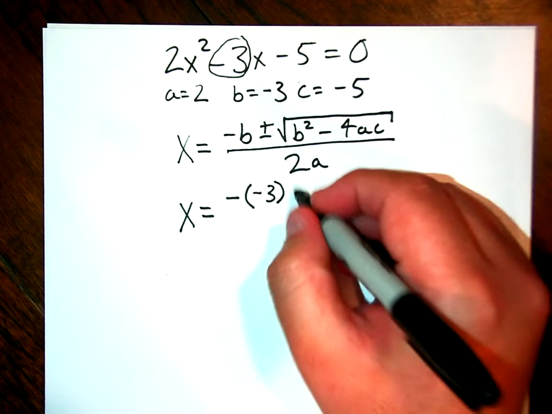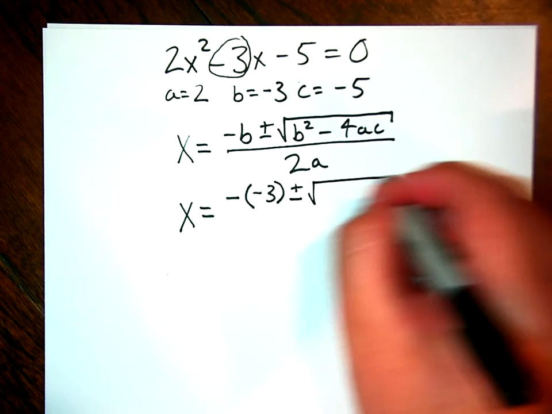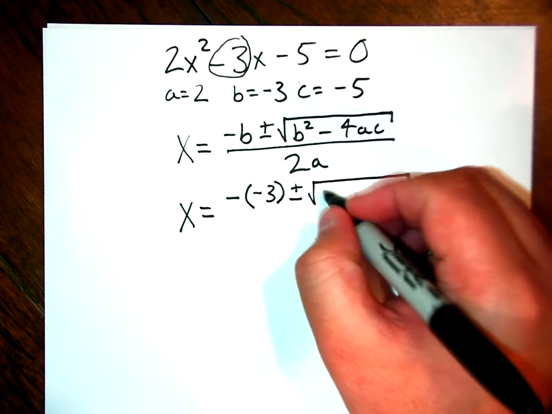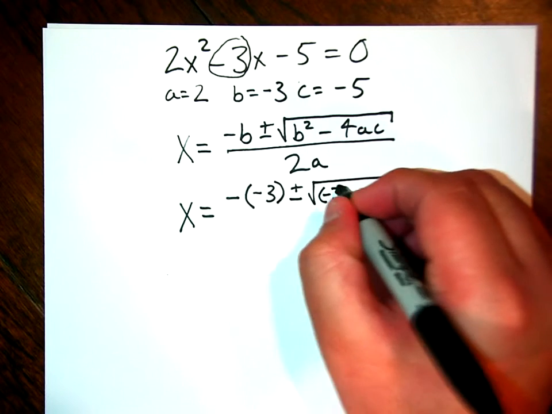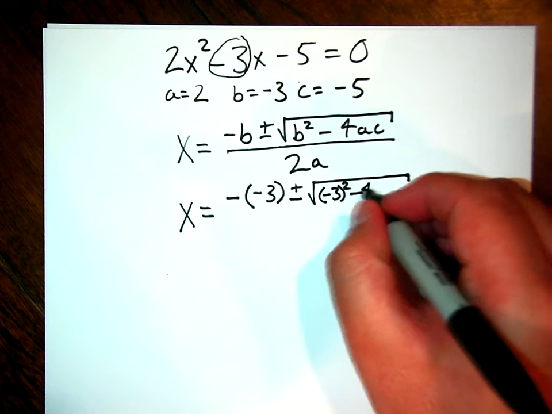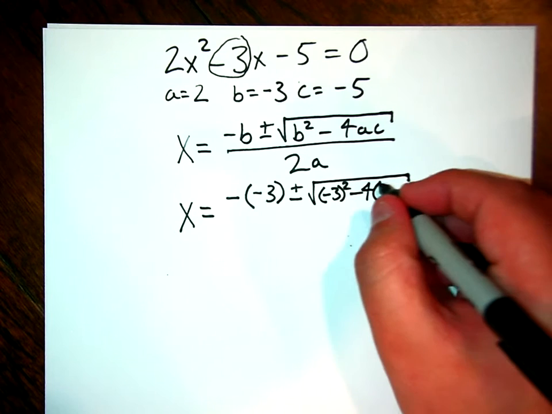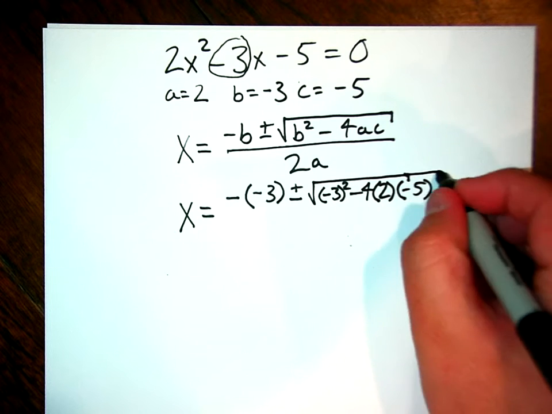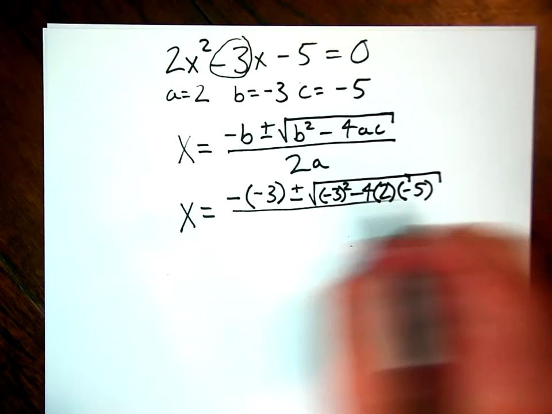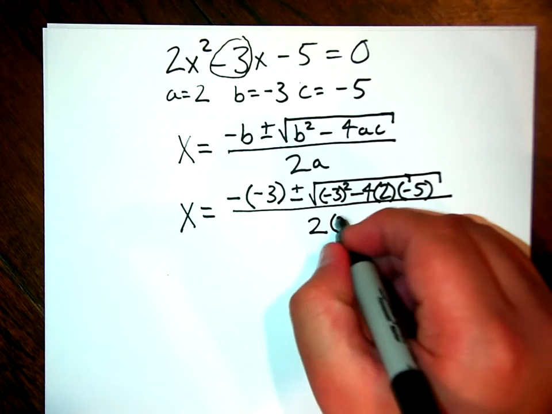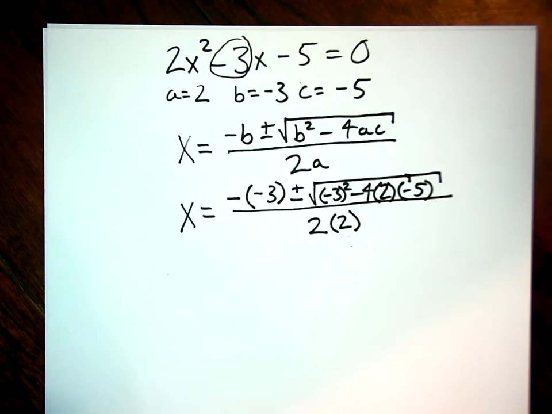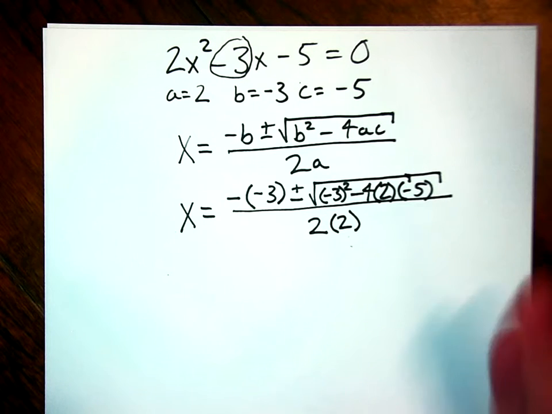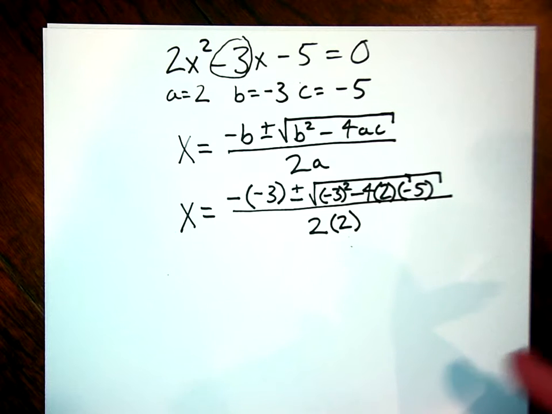And then it's plus or minus the square root of b squared, or negative 3 squared, minus 4 times a would be 2, times c would be negative 5. All divided by 2 times a. My a value is going to be 2. Okay, so now that we have substituted all of our variables in, we're going to go ahead and simplify this thing down.